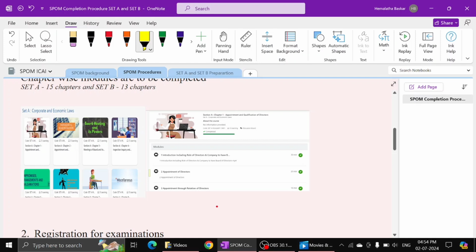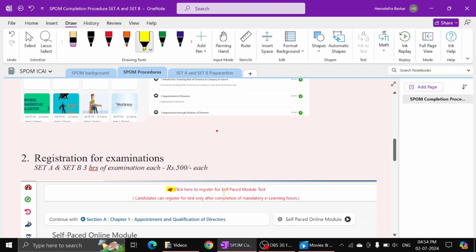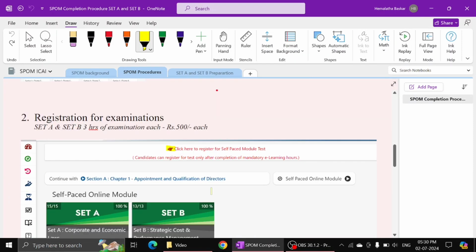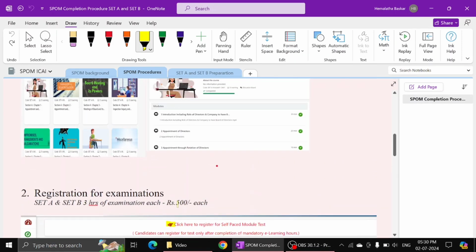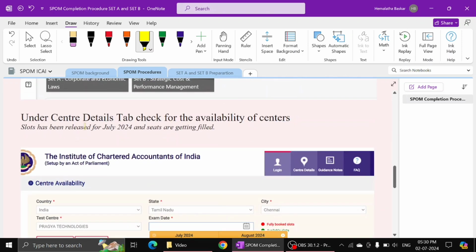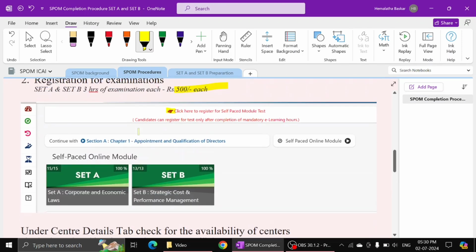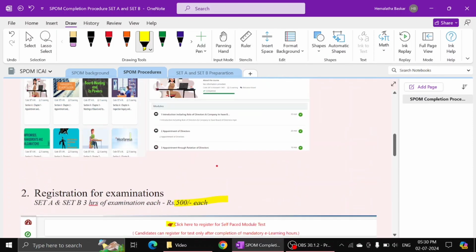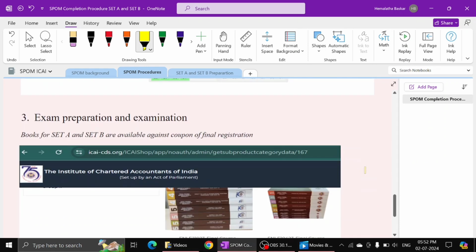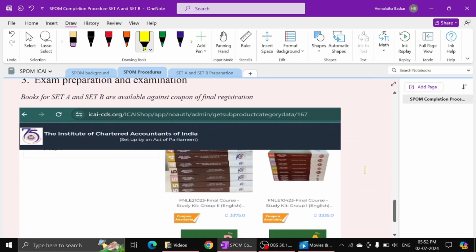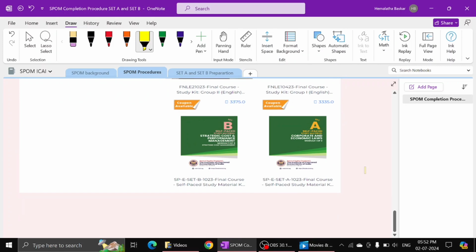On completion of 40 hours of that particular set and the approval of the same, we are eligible to register for the examination. Log into the exam registration portal, check for the center and its availability, and register yourself by paying the required fees. Do note that for July 2024, the seats have already been released. So it is suggested that based on the availability of center, you can plan your lectures. And lastly, with the Set A and Set B books that are available against the final registration coupon and MCQs available in the knowledge portal, we can clear the SPOM. Do note that SPOM marks are not considered in the certificate.